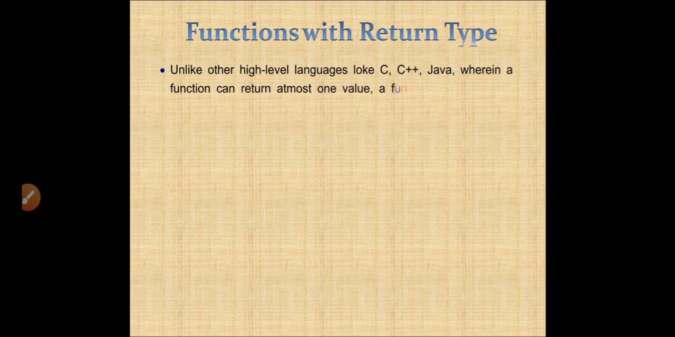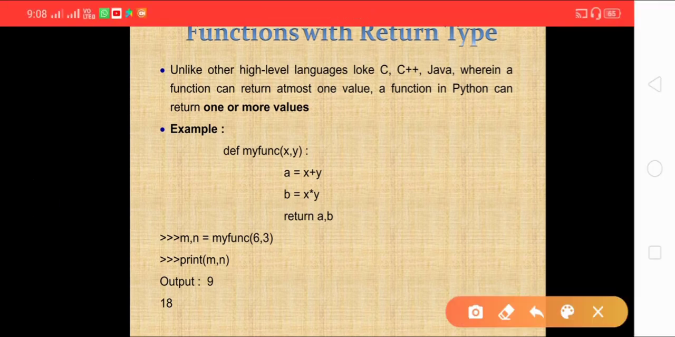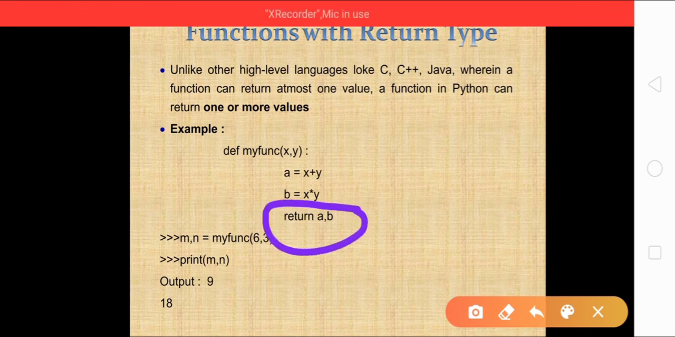Function with return type. Even our previous example was an example of a function with return type. Unlike other high level languages like C, C++, Java, wherein a function can return at most one value, a function in Python can return one or more values. That is the uniqueness of Python. In Python we can return more than one value. As you can see here, I am writing return a, b, and this is the uniqueness of Python. Only in Python you can find it.